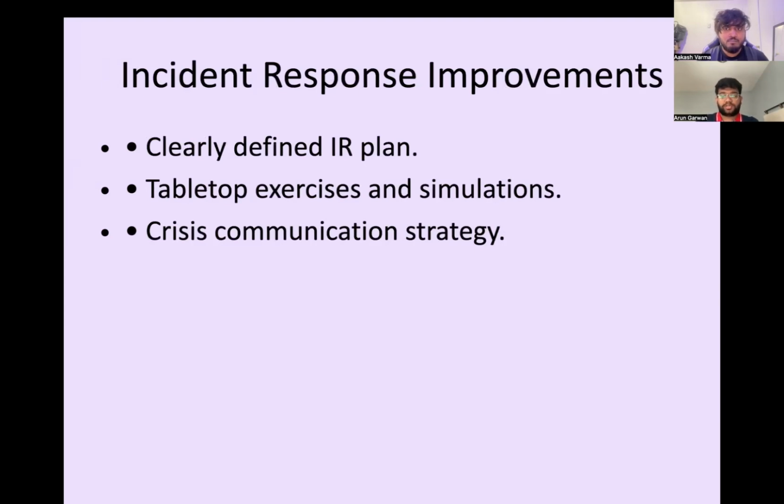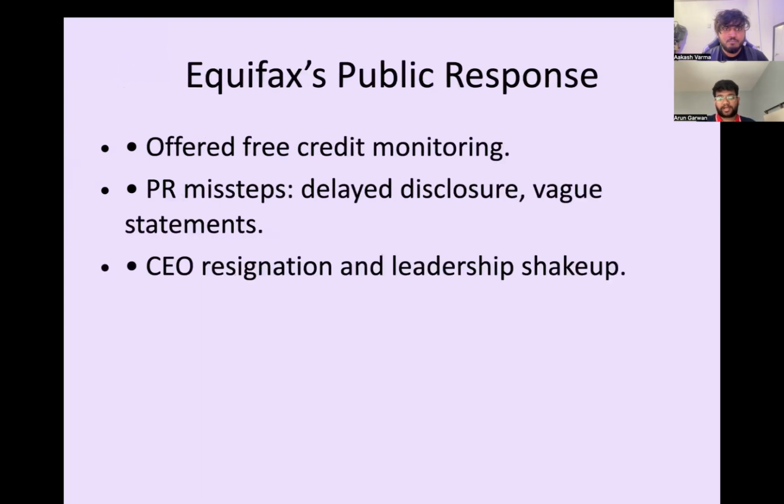Incident response improvements. An effective incident response plan must include regular tabletop exercises, well-defined escalation protocols, and clear crisis communication strategies. Equifax lacked these elements, contributing to the chaotic response after discovery. Next.